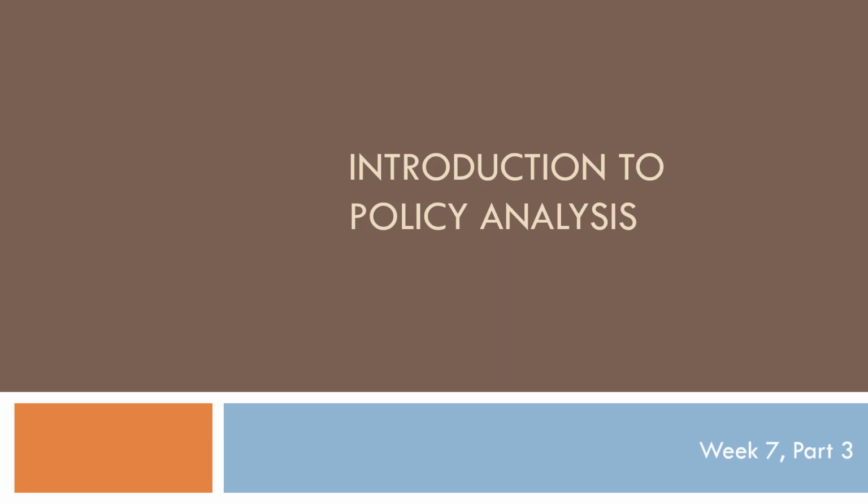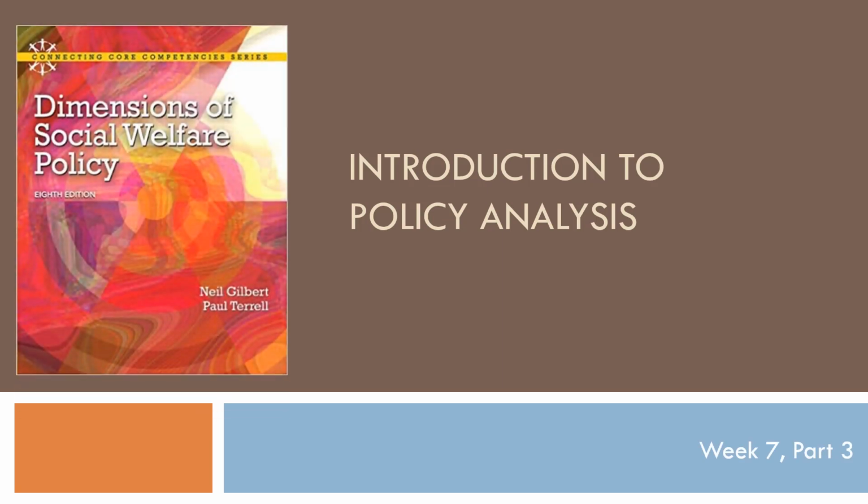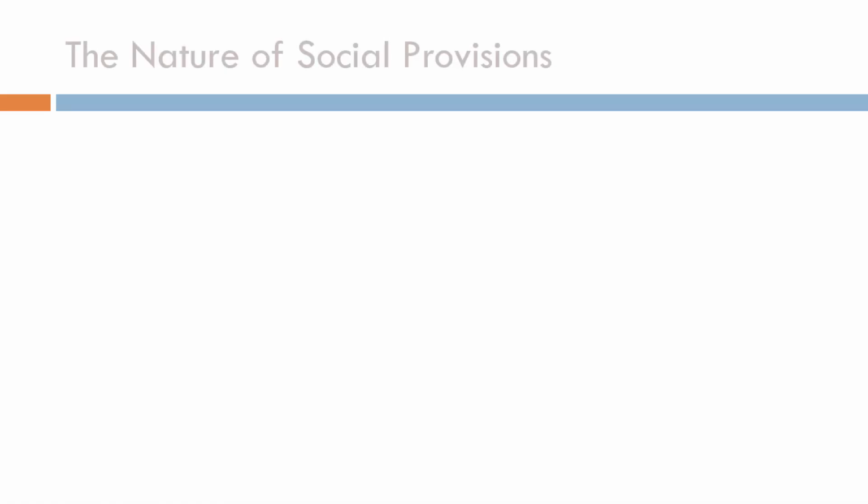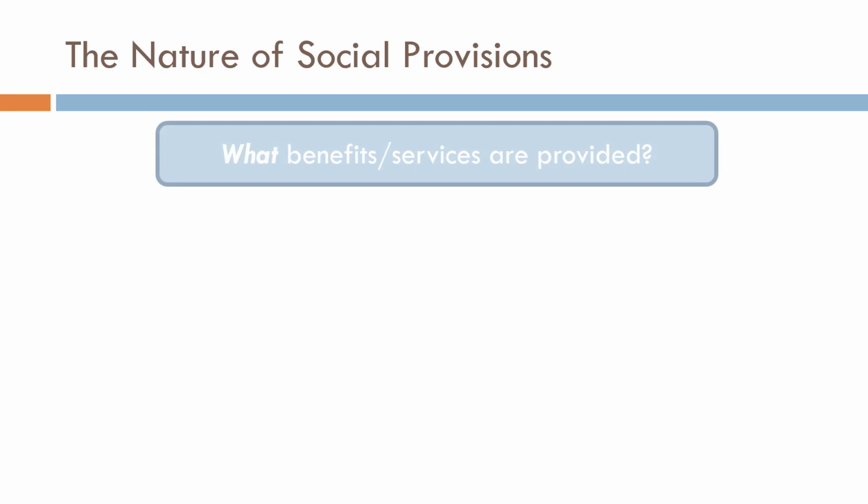This video is now part 3 of the 5-video series based on Gilbert and Terrell's dimensions of social welfare policy and their framework. The previous video covered the basis of social allocations, and now we're moving on to the second dimension of choice, which involves the nature of social provisions. This is basically about what benefits or services are being provided.